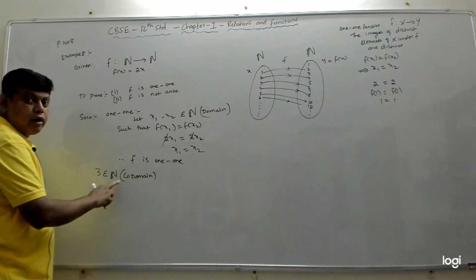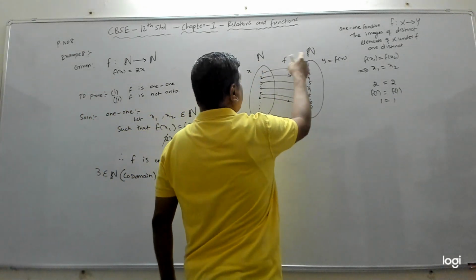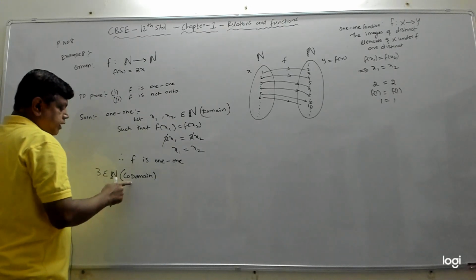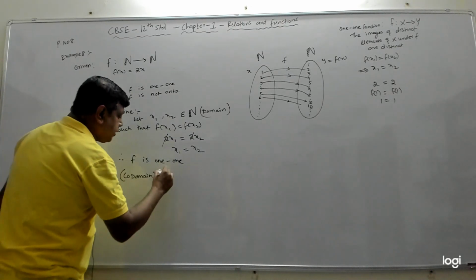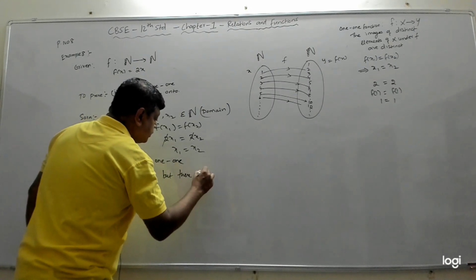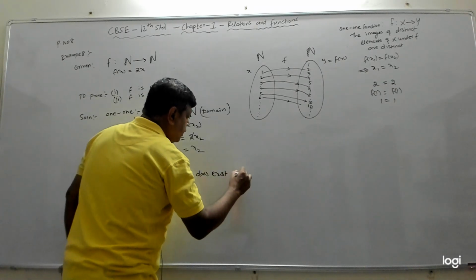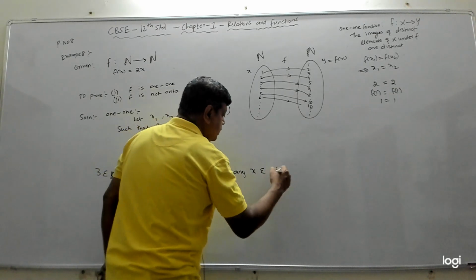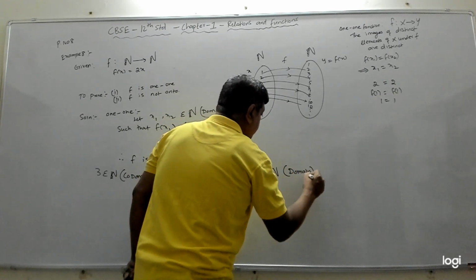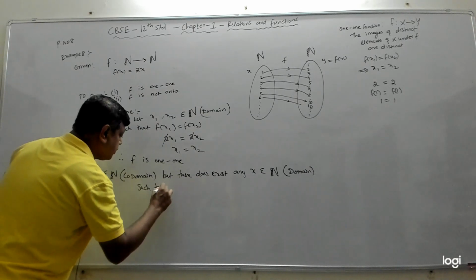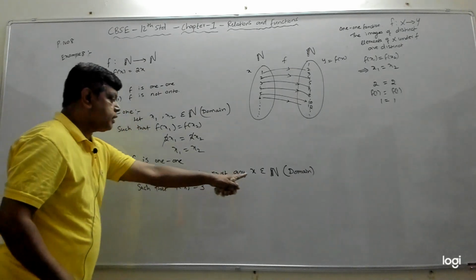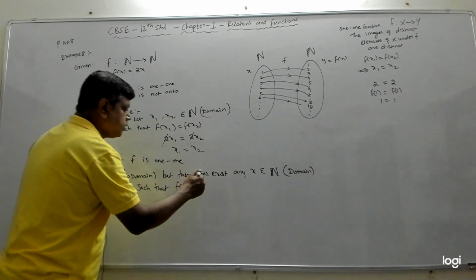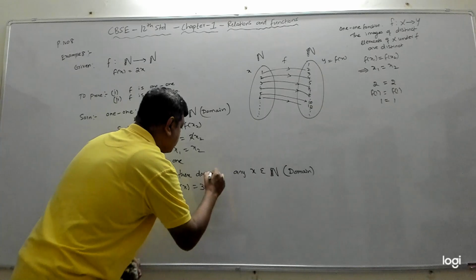Because if I just write n without mentioning domain or codomain, then we may get confused which n we are talking about, because the function is from the same set to itself. So if I take an element from the codomain, 3 belongs to n, but there does not exist any x belonging to n, here x comes from the domain, such that f of x equal to 3. f of x equal to 3 means x is getting mapped to 3. I said there does not exist.